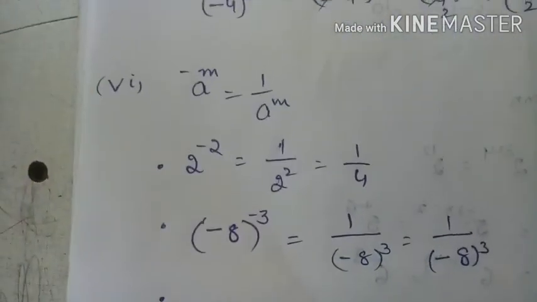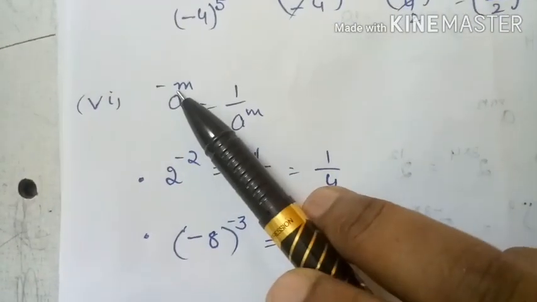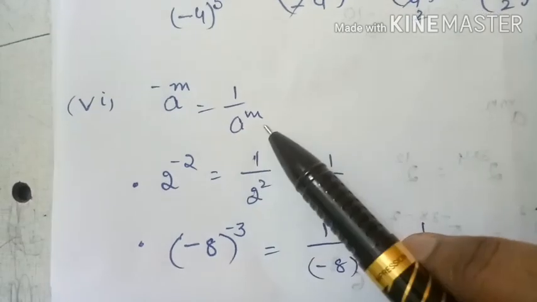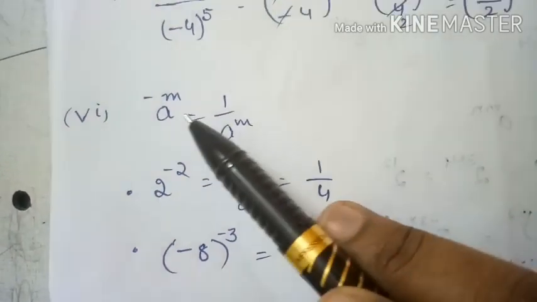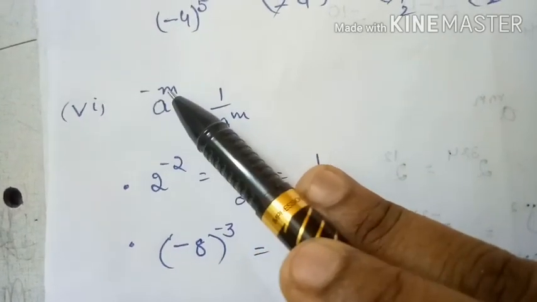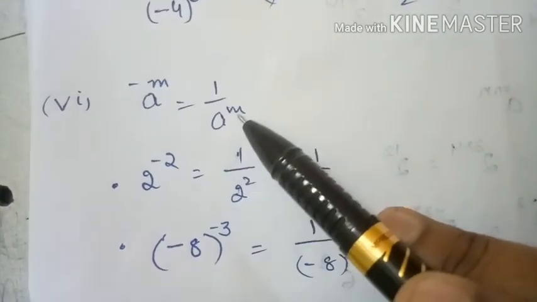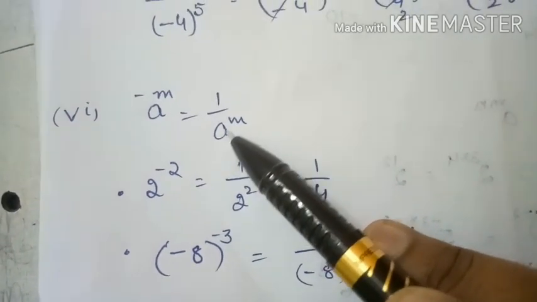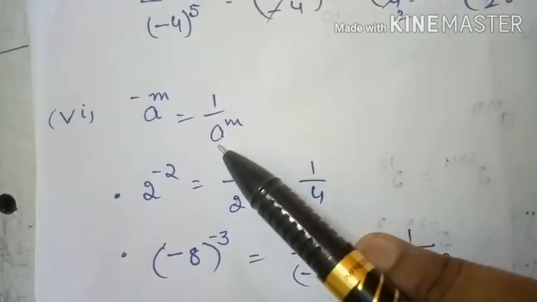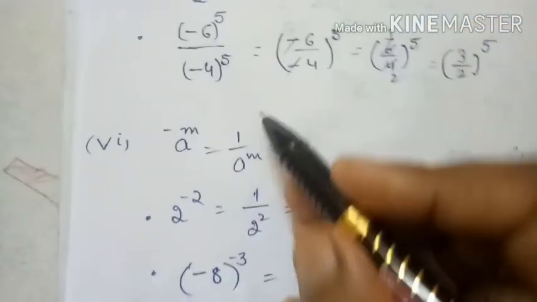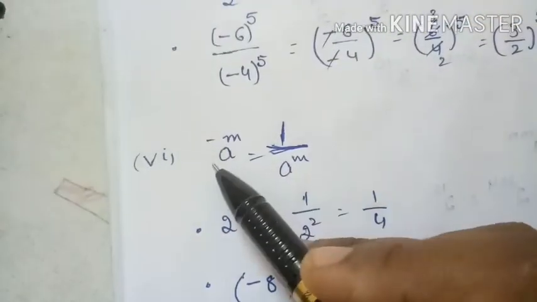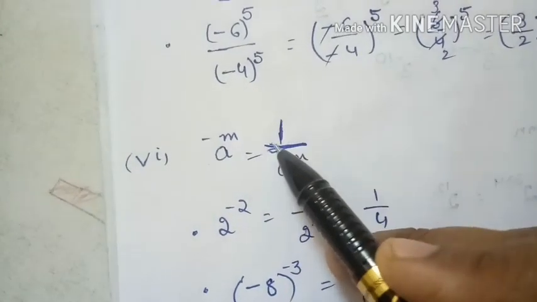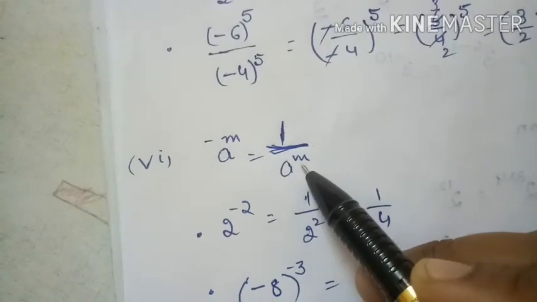And the next one: a power of minus m is equal to 1 by a power of m. This is not a power of 1 by m. This is the reciprocal: a power of minus m is equal to 1 by a power of m only. Okay. a power of minus m is equal to 1 by a power of m.